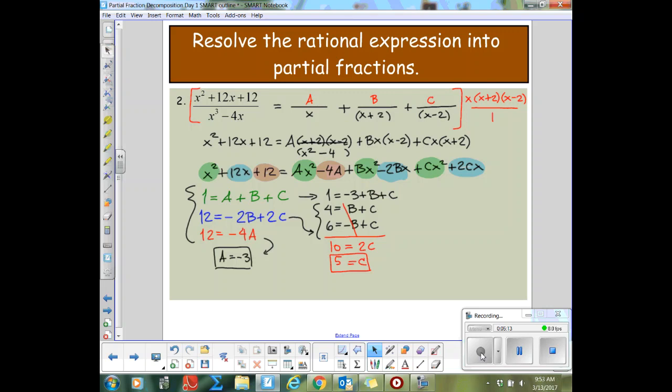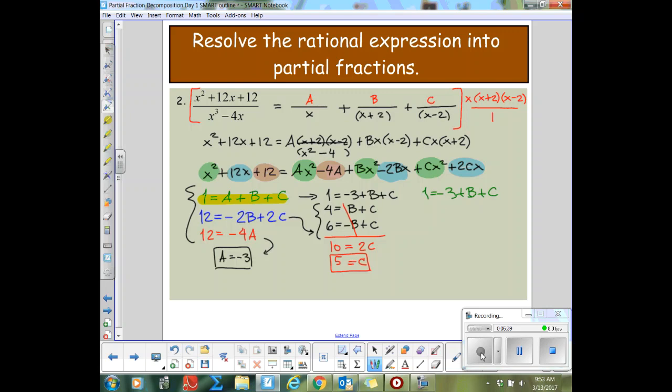The only numerator we do not know is B. So we will take one of our equations. Any equation from the original list is what we usually do. So I could take any equation, plug in values. I know A is -3. I don't yet know B. I know C is 5.